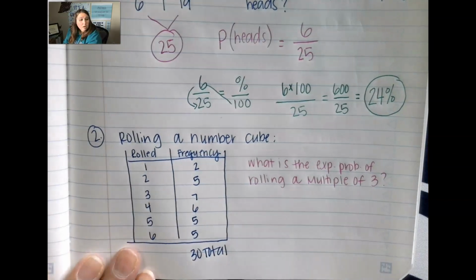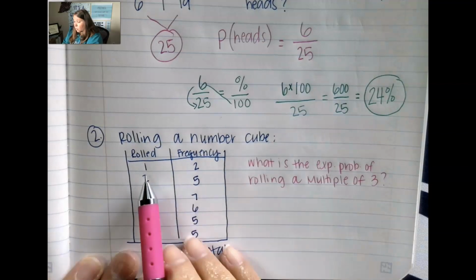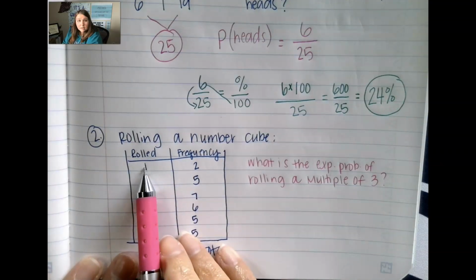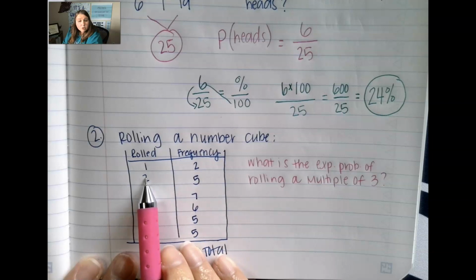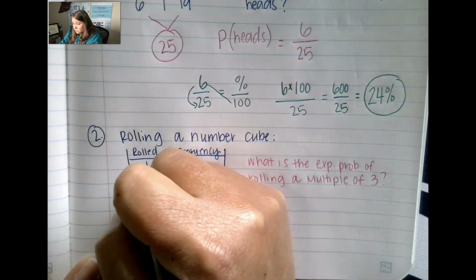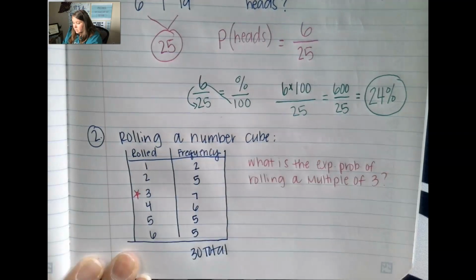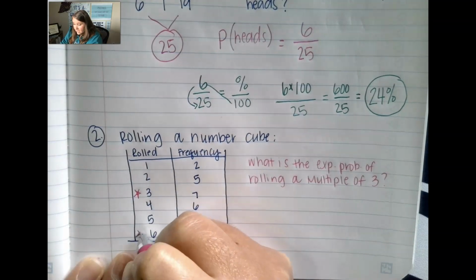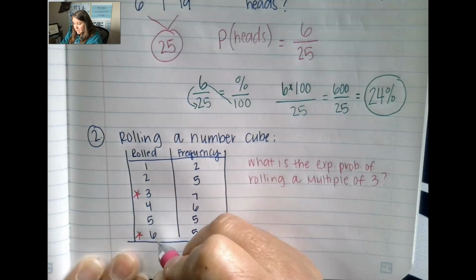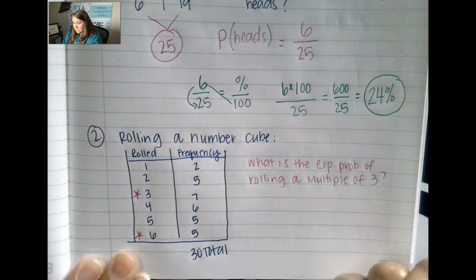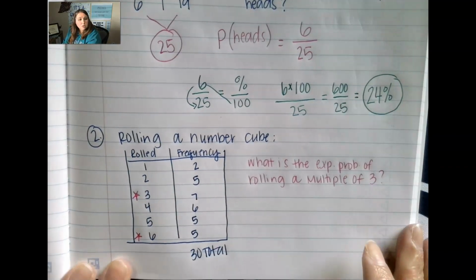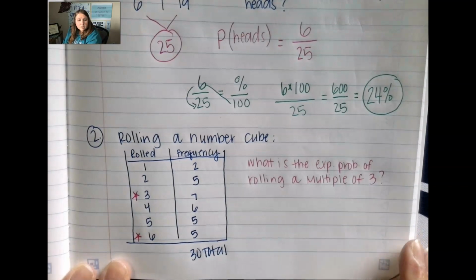Okay, so we're looking at the probability of rolling a multiple of 3. Is 1 a multiple of 3? No. What about 2? No. What about 3? 3 is a multiple of 3. Not 4, not 5, and 6, because we can do 3 and 6, right? 3, 6, 9, 12. So those are our multiples. So the multiple of rolling a 3 and a 6.